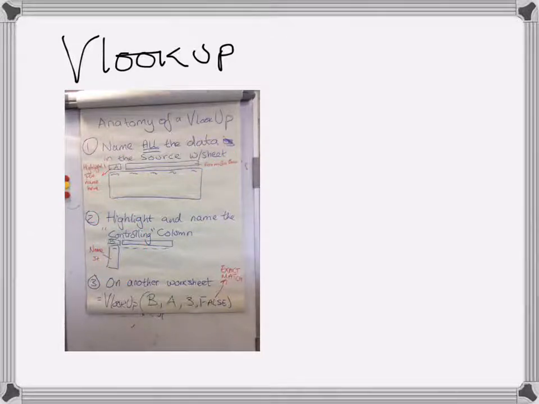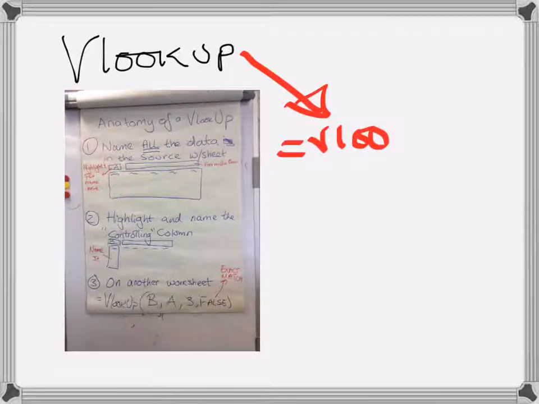So what happens here is you name all the data, then you name the controlling column, and then in the actual VLOOKUP formula, that's where you start using those names. So here I've called it equals VLOOKUP. That is the formula. That's how you're supposed to write it. All formulas begin with the equal sign, the name of that function, and then an open bracket.